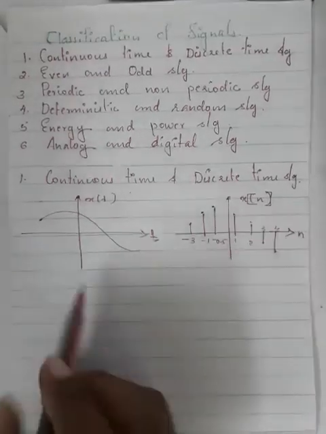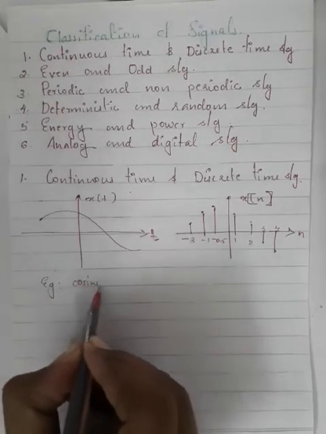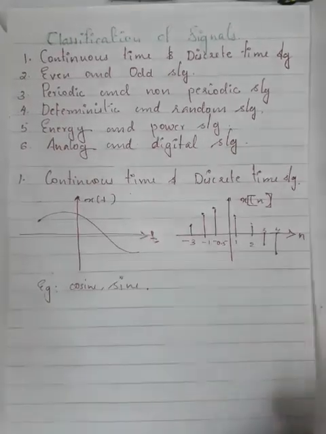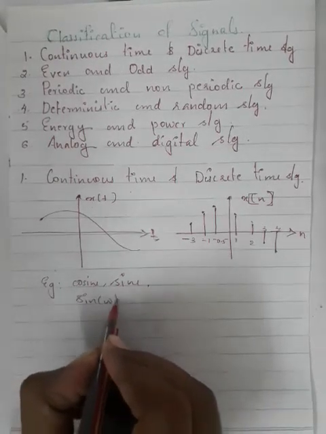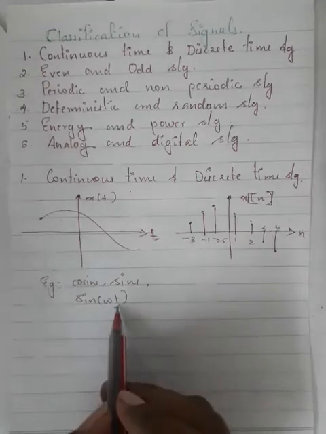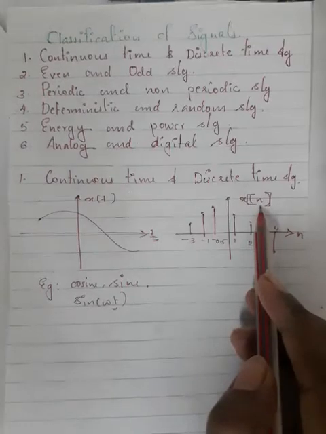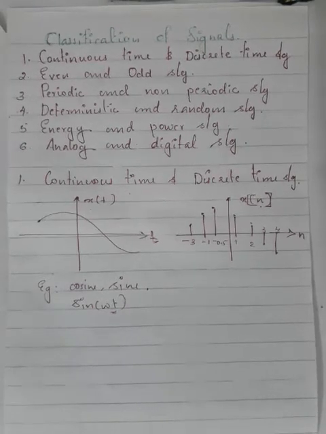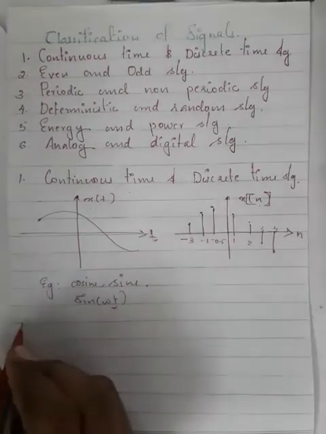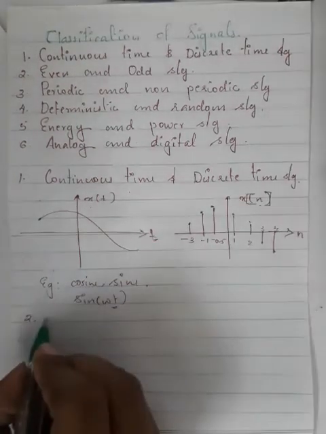Now, examples of a continuous time signal are the cosine signal, sine signal, etc. Normally, we write it as sine of omega t. That is, it is a function of time t. If it is a discrete time signal, we represent it as x of n. So this is the first classification: continuous time and discrete time signal. The second classification is even and odd signal.